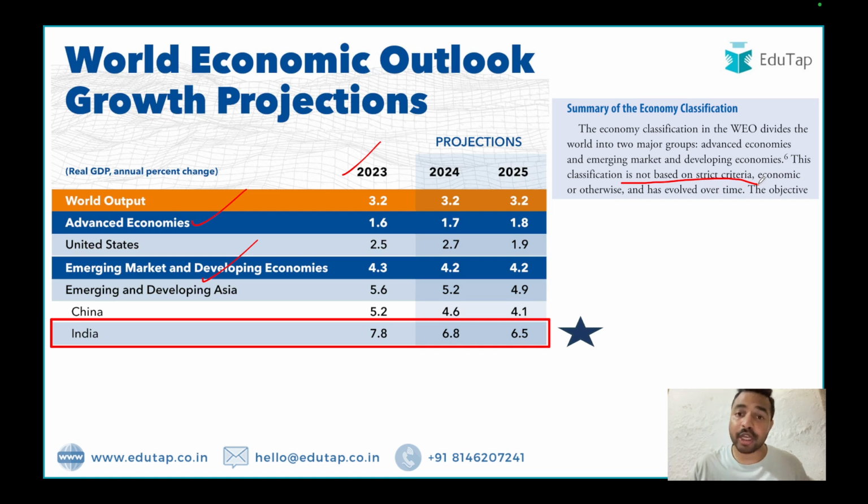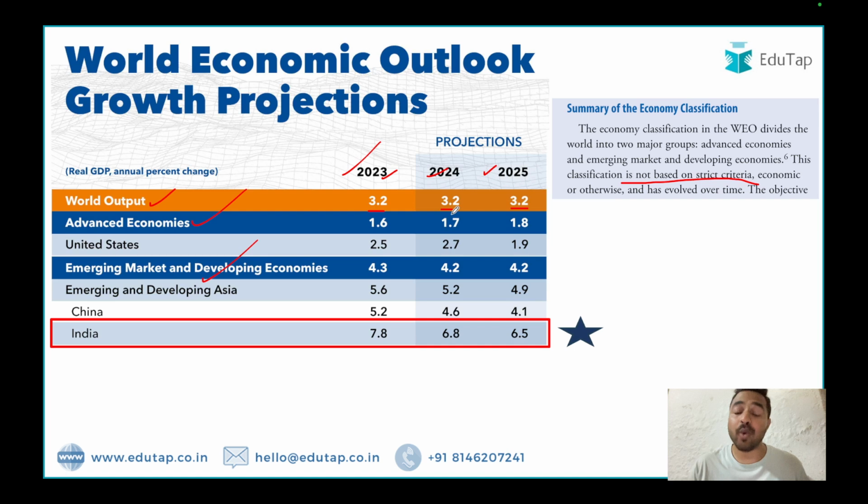Now let's come back to the growth projections, which are the most important to be covered from the exam point of view. For the global economy, it is very easy to remember, because it remains the same for the years 2023, 2024 and 2025. As you can see, it is stable at 3.2%. I hope this point is clear to all of you.